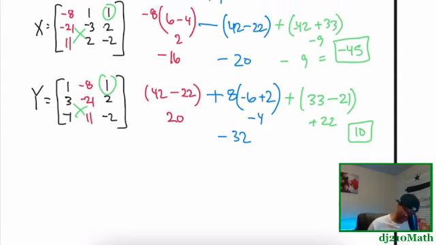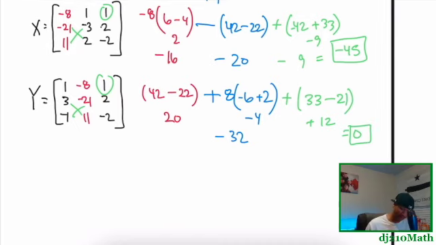Should be 12. Made a mistake. Should be 12. Right, this should be 12. So then 20 minus 32 plus 12 is 0. Is that true? 20 minus 32. Oh, yeah, it is 0. Okay, that's nice.